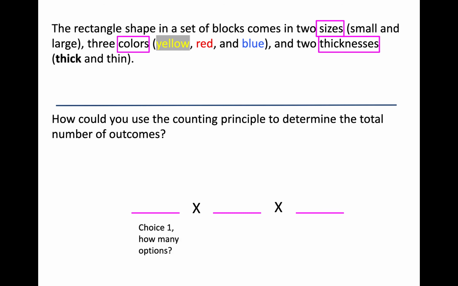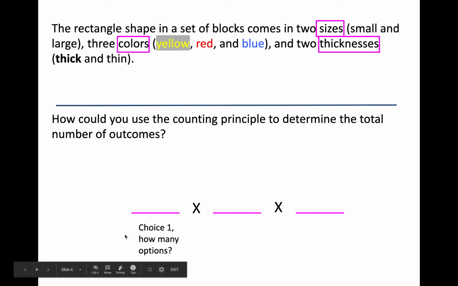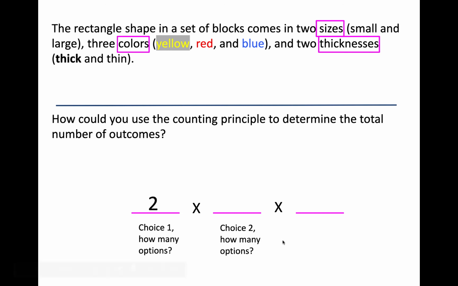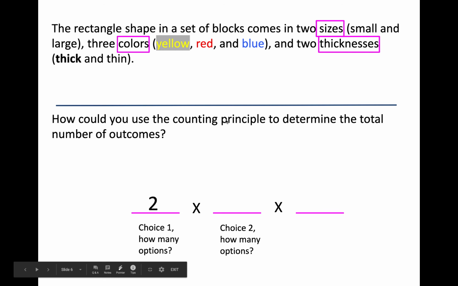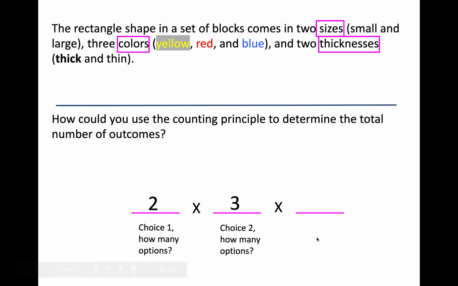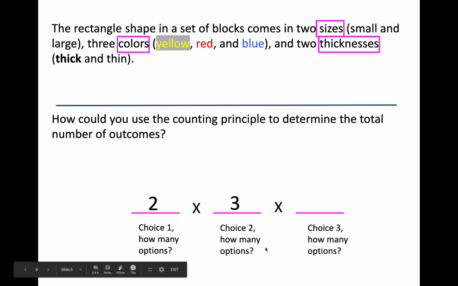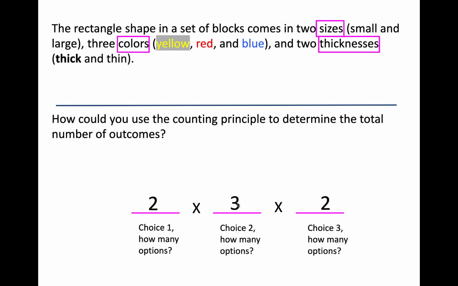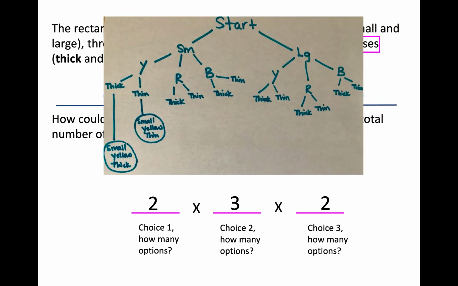That can kind of be confusing, so I like to break it down with specific words. How many options are there for choice 1? Small and large, that's 2 options. For choice 2, how many options are there? 3, yellow, red, and blue. And for choice 3, how many options were there? Well, you could get thick or thin. You got it. So if we multiply these numbers together, 2 times 3 is 6, times 2 is 12. You can see that we get 12 total outcomes. And that's what our tree diagram showed as well.